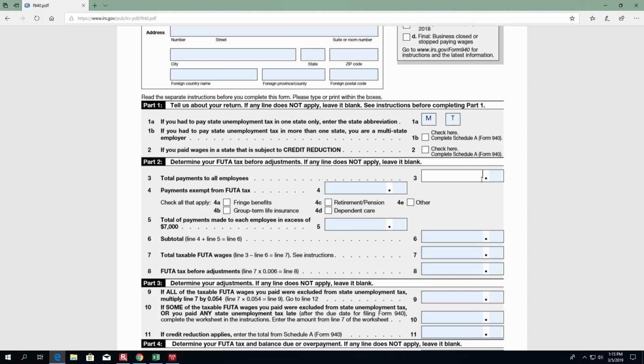Then I'm going to jump down, not to be confusing. I should probably be over here so you can hear me. So I put the $114,868. Can't even read my own writing. Okay, let's jump down here. The other number I know is right here: total taxable FUTA wages. How much is that?